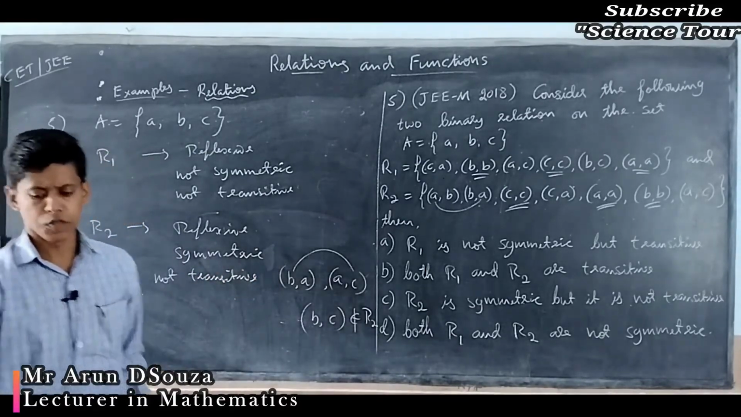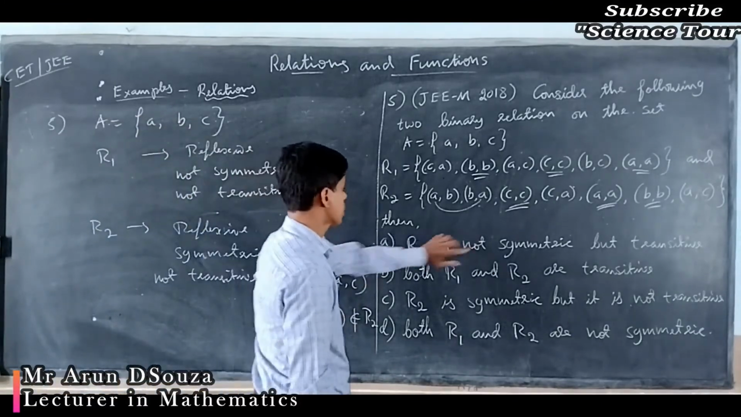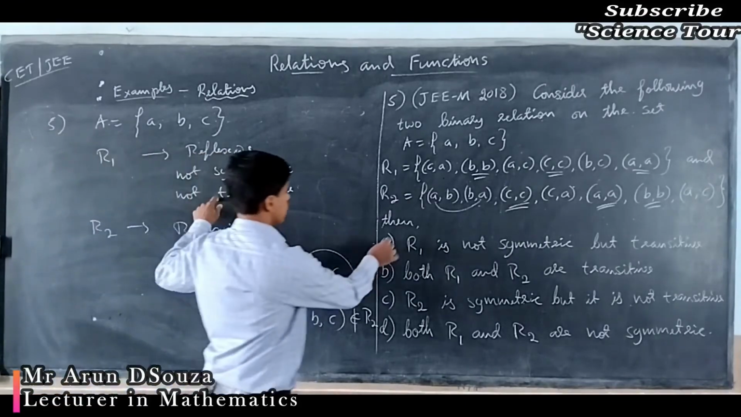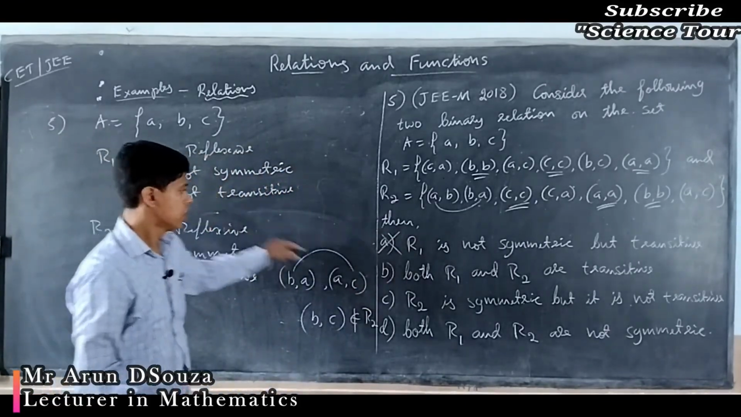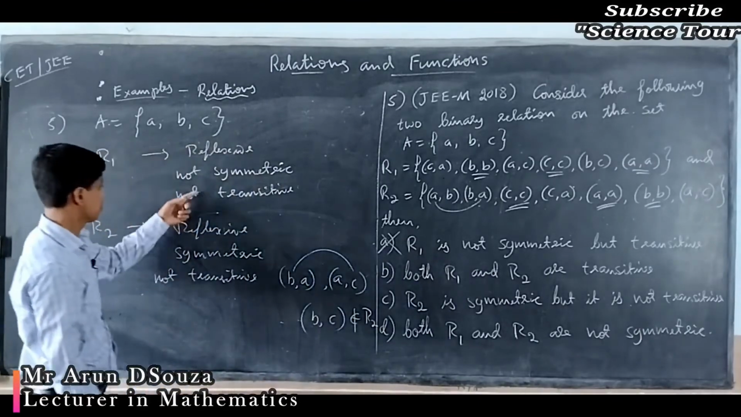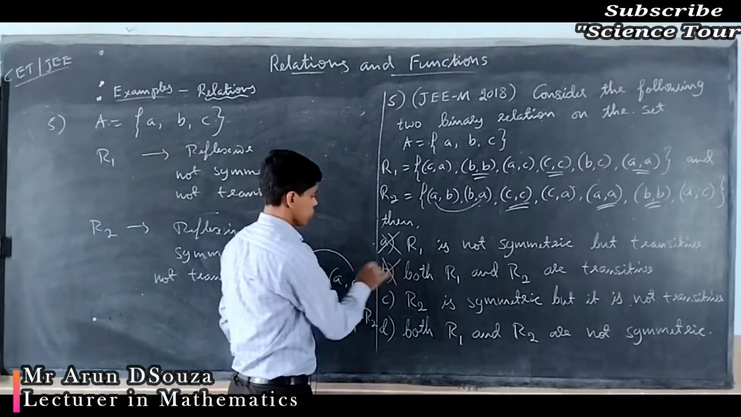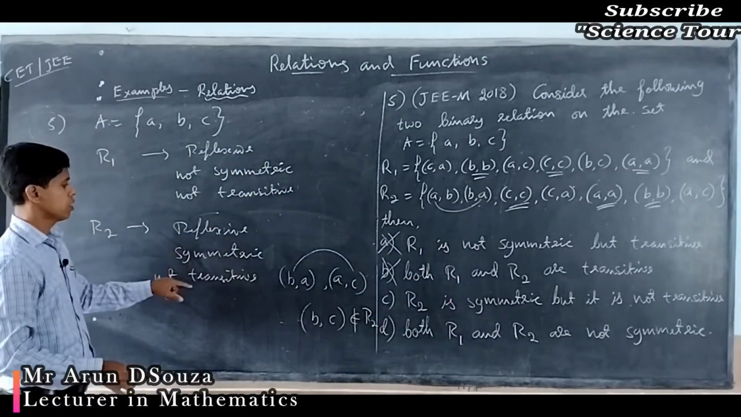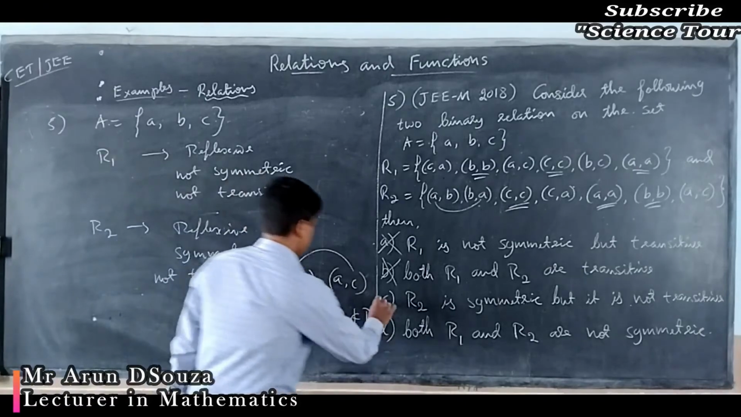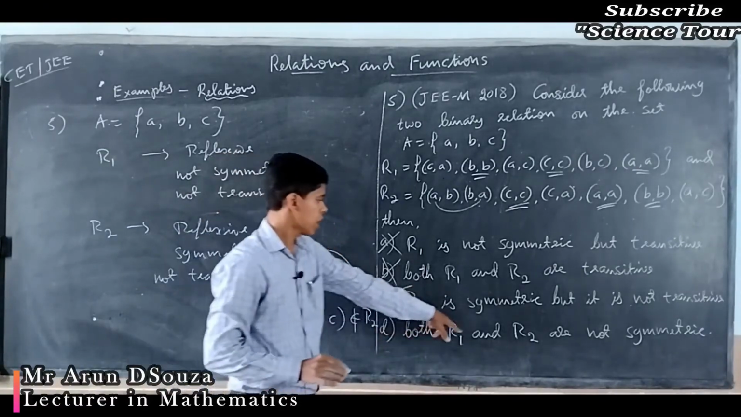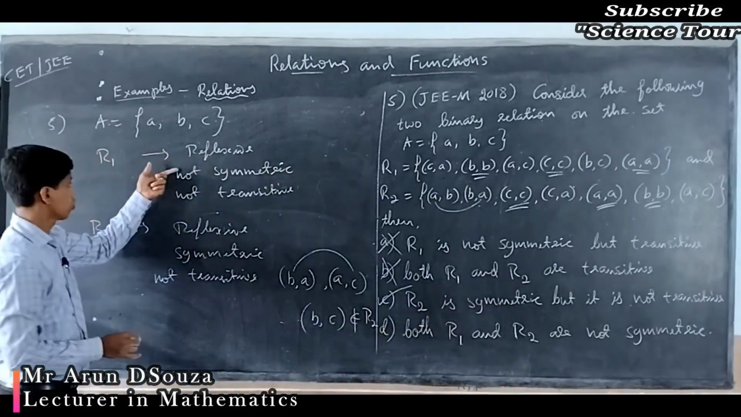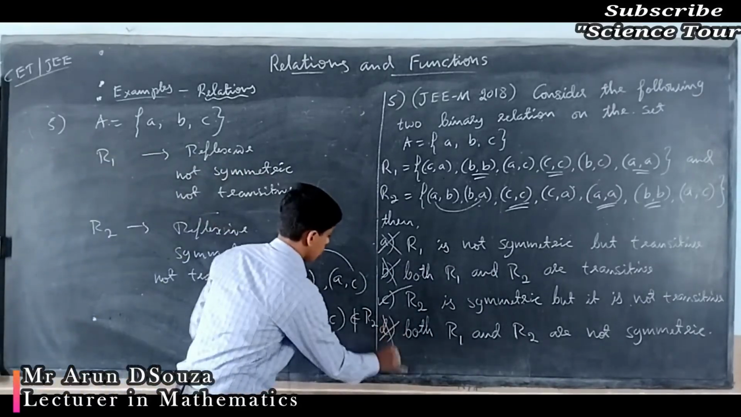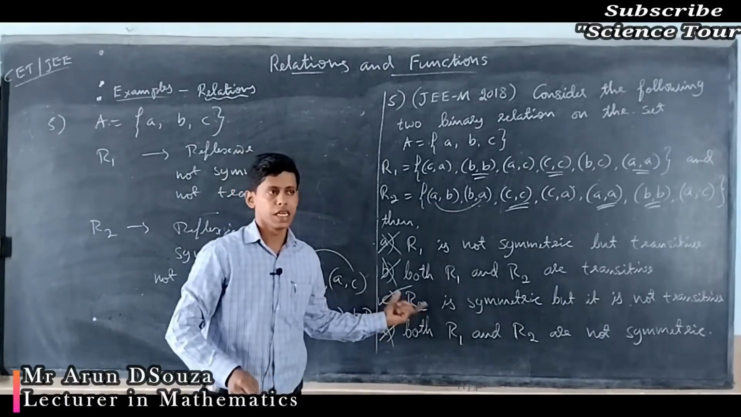Now go through the options. R1 is not symmetric. Yes, but it is transitive? No, it is not transitive. Therefore, that cannot be the answer. Both R1 and R2 are transitive? Both are not transitive. That is also not the option. R2 is symmetric but not transitive. There you go. So option C is the answer. Both R1 and R2 are not symmetric? No, R2 is symmetric. Therefore, option C is the right answer.